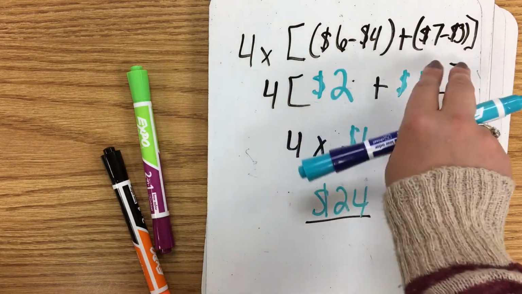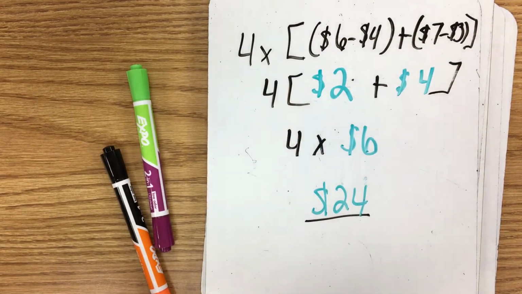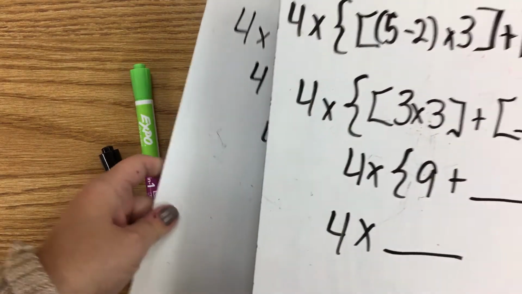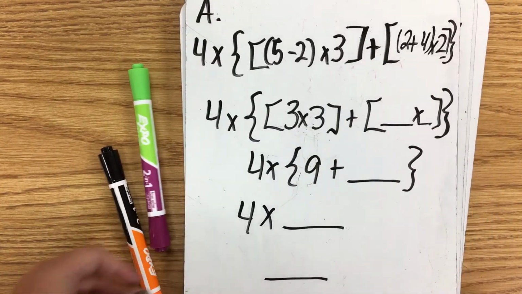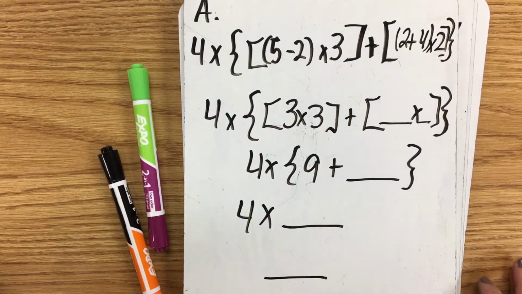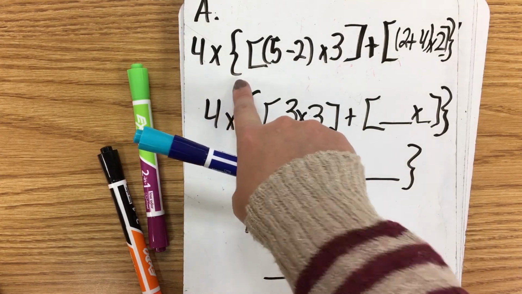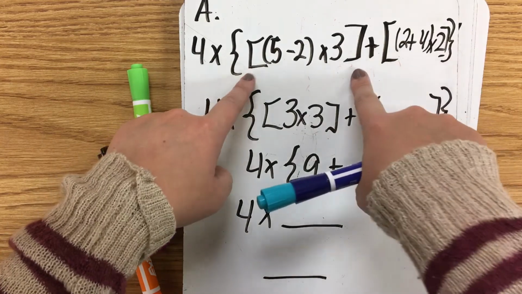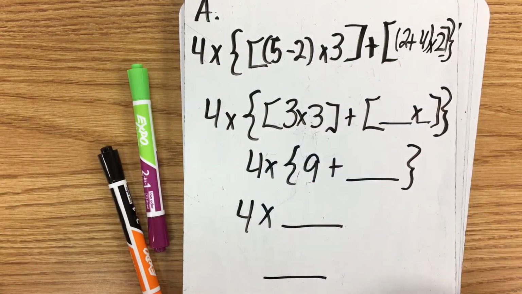Remember, work inside out, parentheses first, just like we've been learning with our order of operations in class. All right, let's go on to example A. Rewind if needed, guys. Now this looks scary when you first look at it. But if we just simply start solving for the innermost parts first with the parentheses, it's not as bad, I promise. All right, we have 4 times, and these are braces, and we have brackets inside. We have 2 sets of brackets.